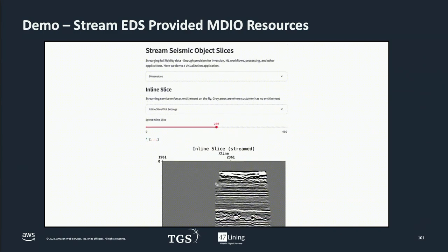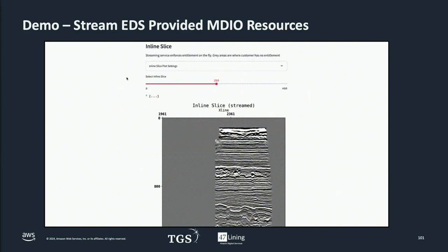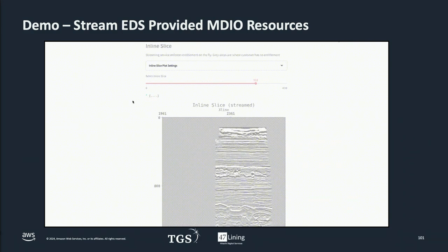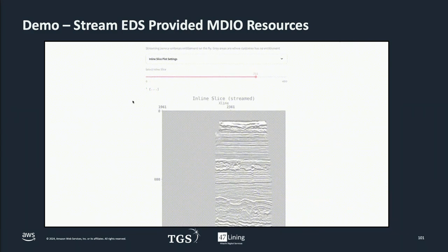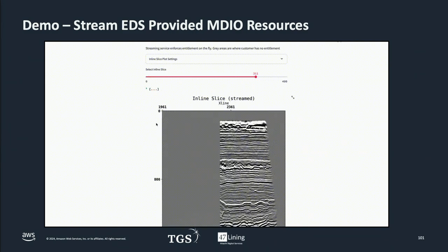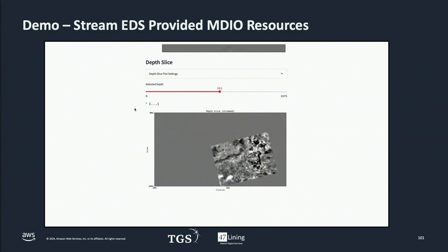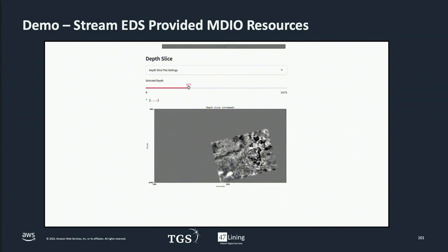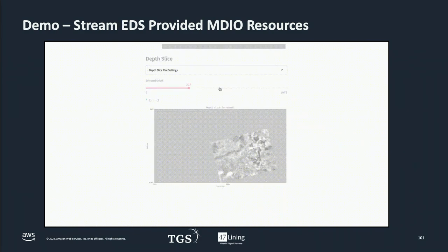And here we have an example of an inline slice, and we'll see an X-line slice coming up. And an important thing to note here is the edges, the gray areas you see on the side of the data, are not necessarily the edge of the dataset, but the edge of what this particular user is entitled to view. And that's being enforced on the EDS provider's side when they're streaming that data. Here we see the data is updating as we change the depth or X line that we might want to be visualizing.